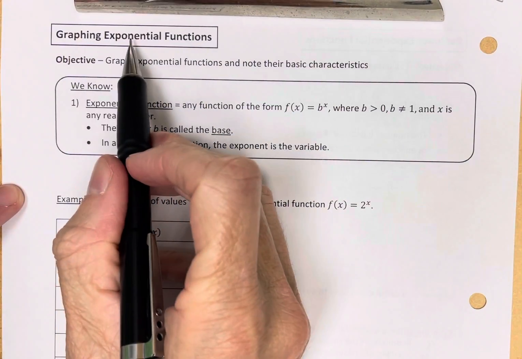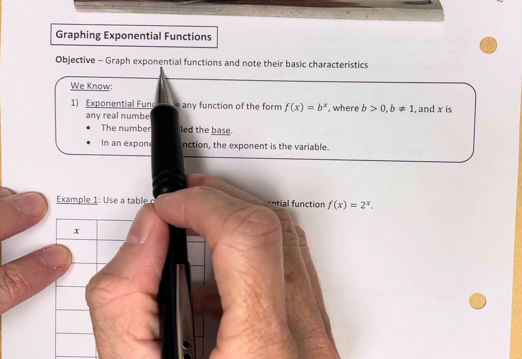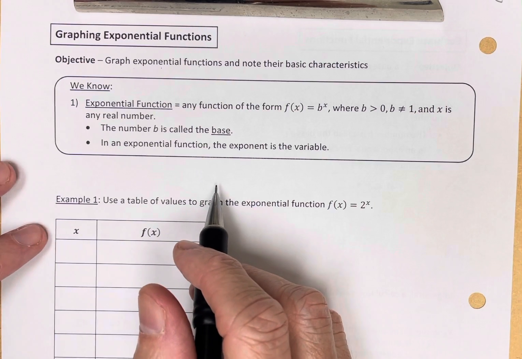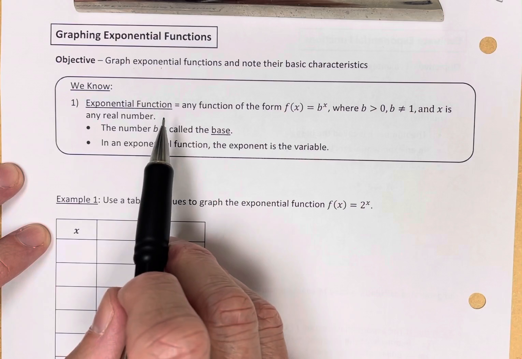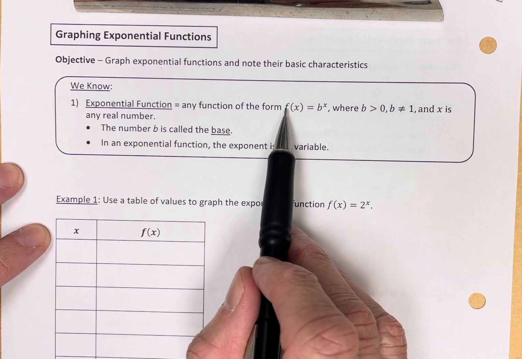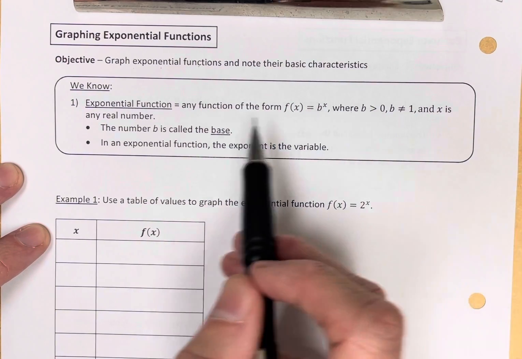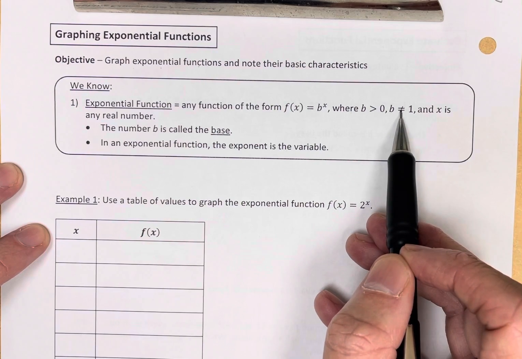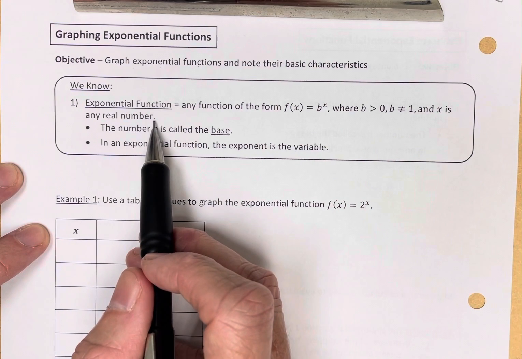Okay, graphing exponential functions. Our objective: graph exponential functions and note their basic characteristics. So we know from a previous video an exponential function is any function of the form f of x equals b to the x, where b, our base, is a positive number but not equal to 1, and x, our exponent, is any real number.